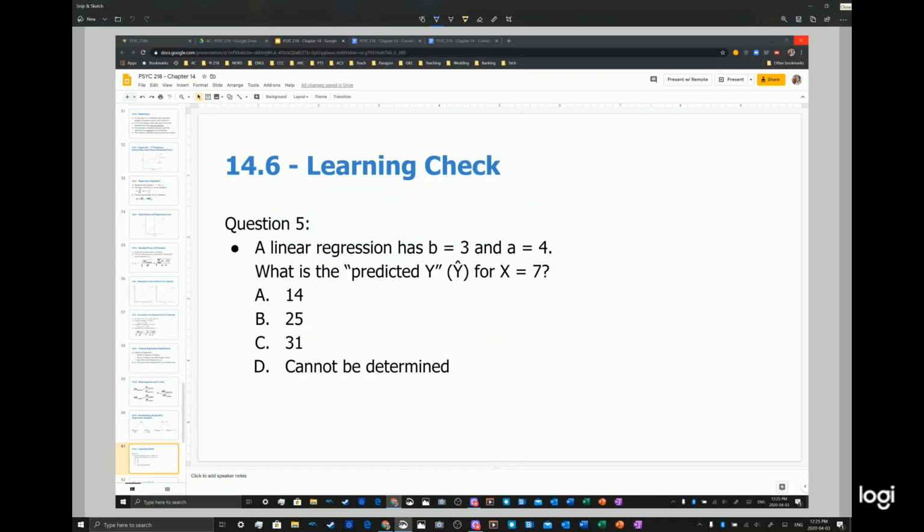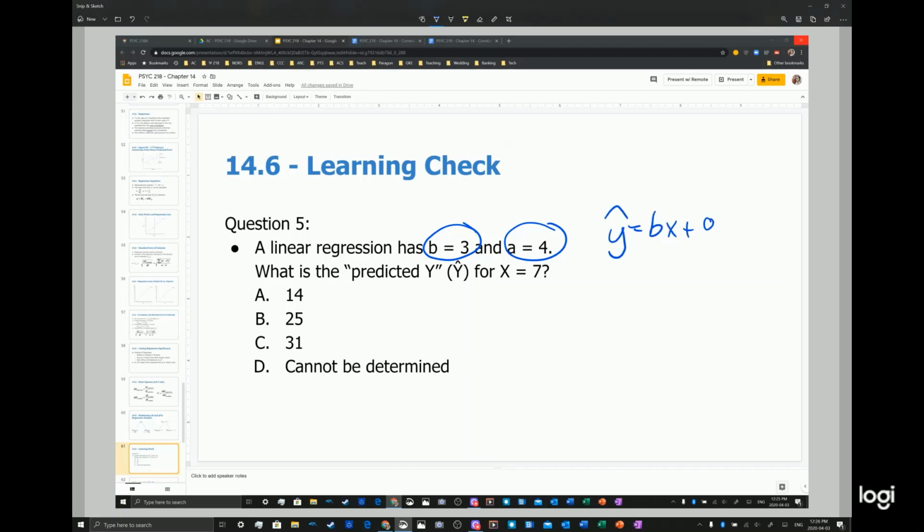So question 5. We have a linear regression here. We know some values already in the equation. B, the slope of the regression line, is 3, and A, the y-intercept of the regression line, is 4. Thinking back to our regression line equation, what is the predicted y value, y hat, when x is equal to 7? You can take a moment, write down the equation for your regression line and see what values you can get.